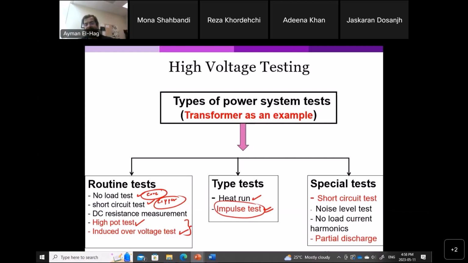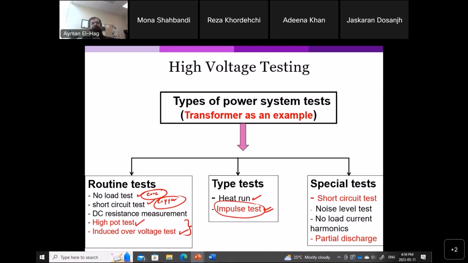But in this special test, you apply rated voltage when the transformer is short-circuited. So you will produce much, much higher current. What will happen? You will have a very high force. Whenever you have very high current, you will have very high force, and this will induce mechanical forces on the winding. So that would test the integrity of your winding, its mechanical strength.